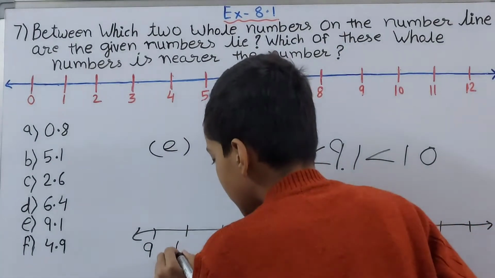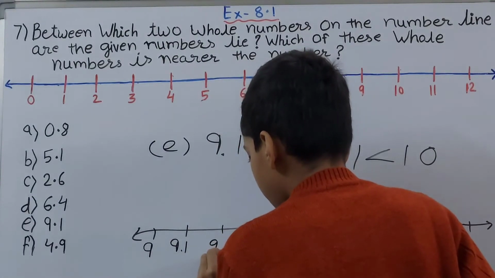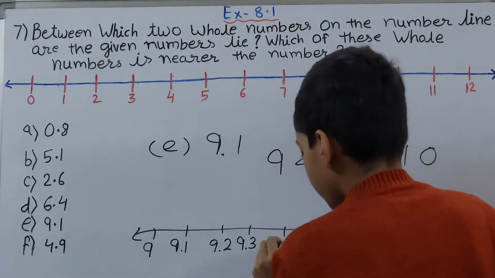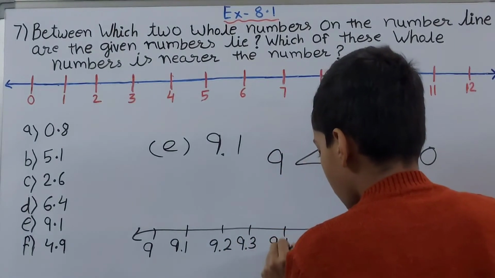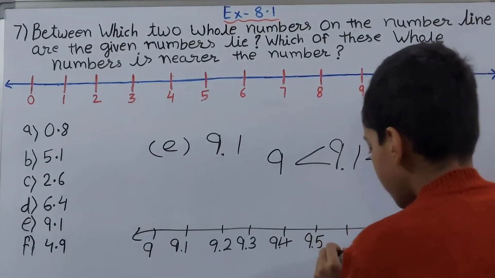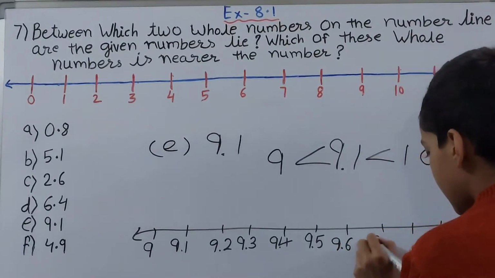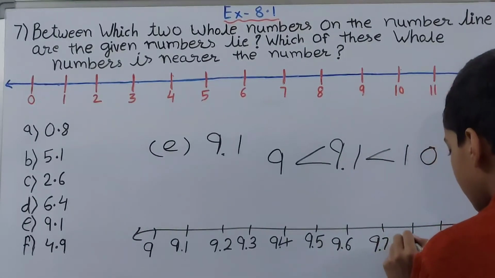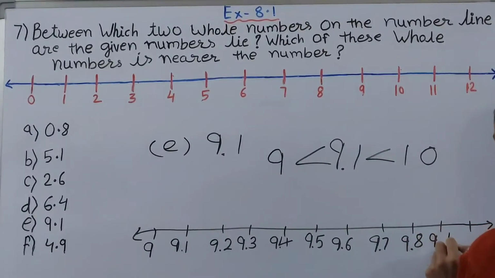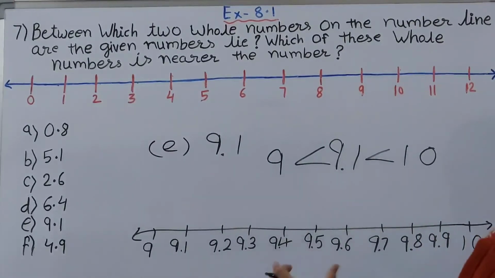So let's start writing. So this becomes 9.1, 9.2, 9.3, 9.4, 9.5, 9.6, 9.7, 9.8 and 9.9, and in the last we will write 10. Alright. So this is the number line.